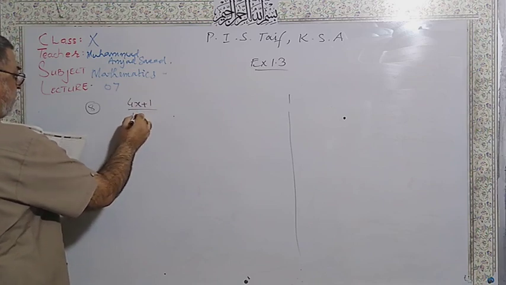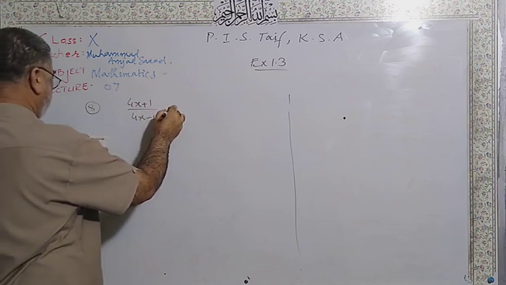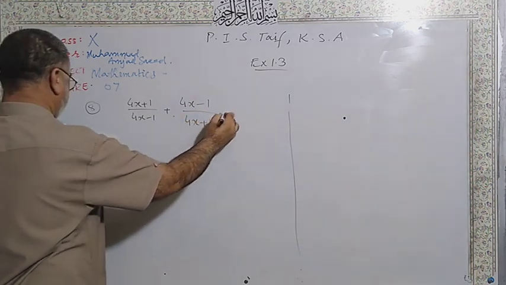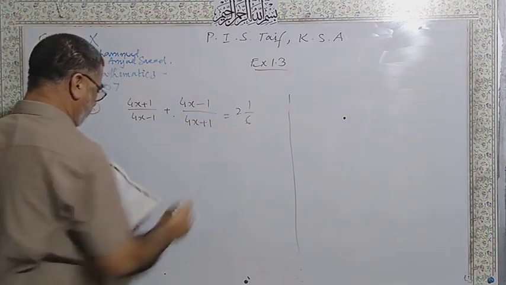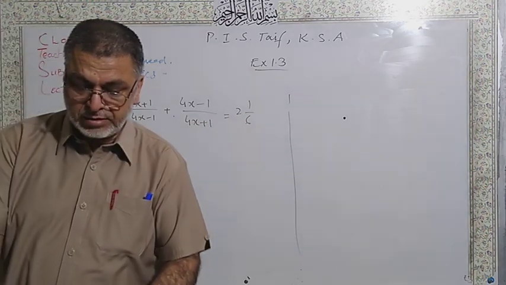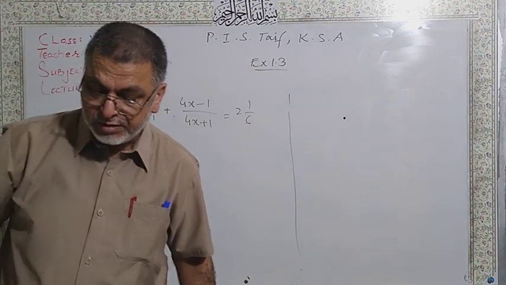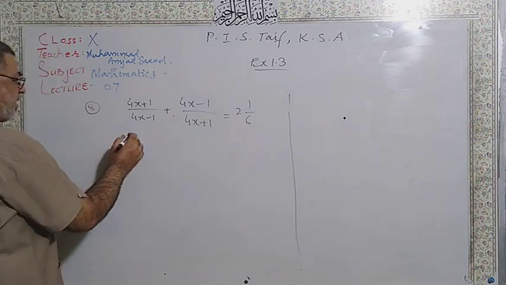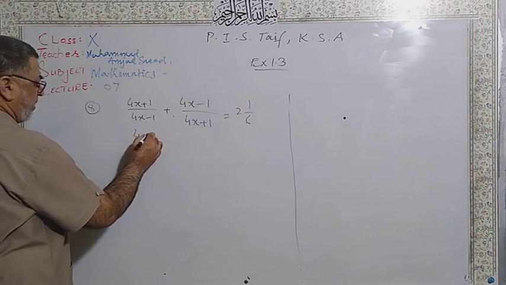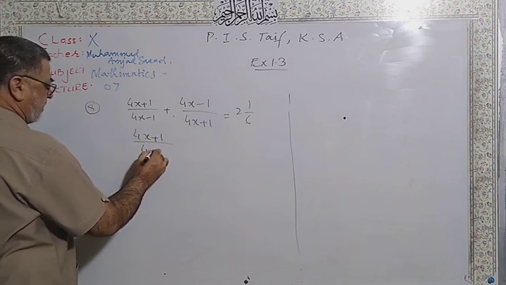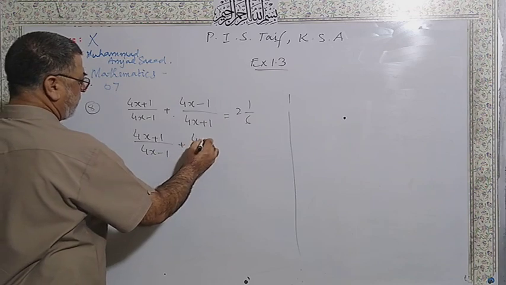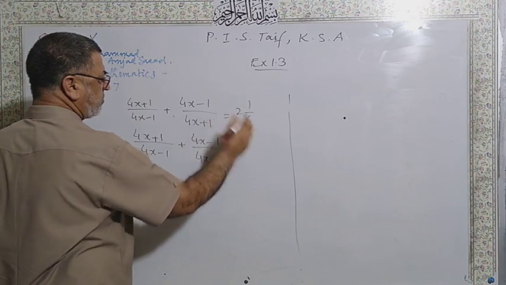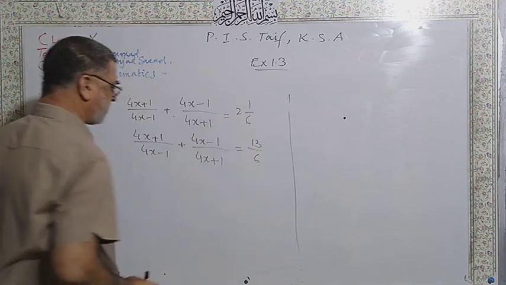Question number 8: (4x + 1)/(4x - 1) + (4x - 1)/(4x + 1) = 2 1/6. Here you can check: (4x + 1)/(4x - 1) + (4x - 1)/(4x + 1) = 2 1/6, that is, 6 times 2 is 12, 13 over 6.